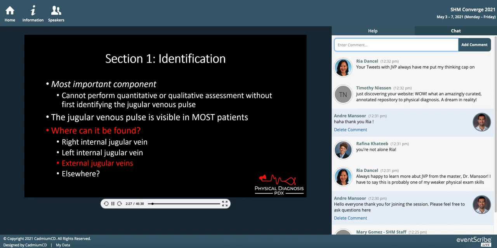If neither IJ is available, your third option is the external jugular vein. And unlike the IJ, the EJ is visible in the neck. You can see the vessel itself, much like you can see the veins on the back of your hand. If you've exhausted that list and you still can't find the pulse, there are other places to look, which we'll get into later in the talk.